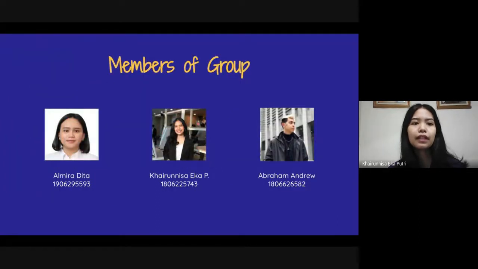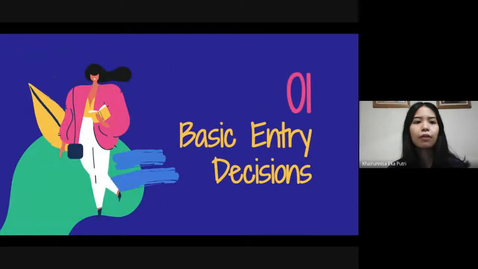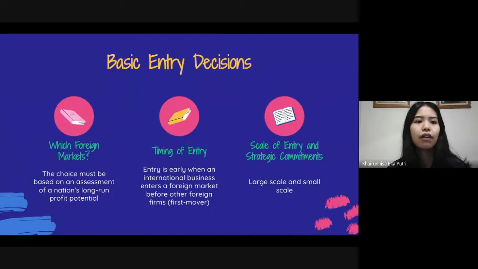First, chapter 15. I'm going to talk about basic entry decision. A firm contemplating foreign expansion must make three basic decisions. First, which foreign markets? There are so many countries in the world, and not all countries are potential for a firm contemplating foreign expansion. So we have to choose the country with potential. The choice must be based on assessment of a nation's long-run profit potentials.